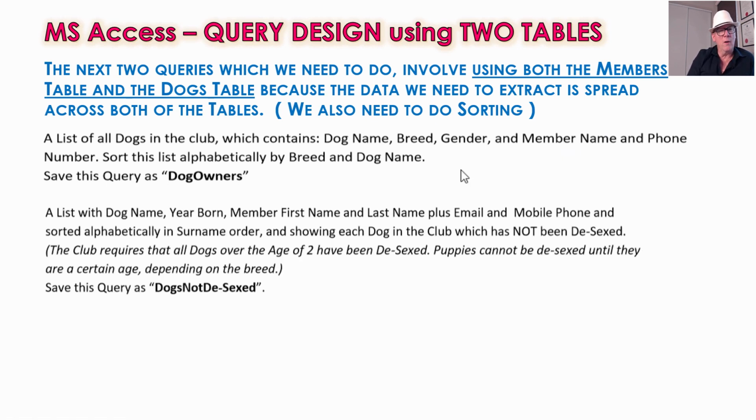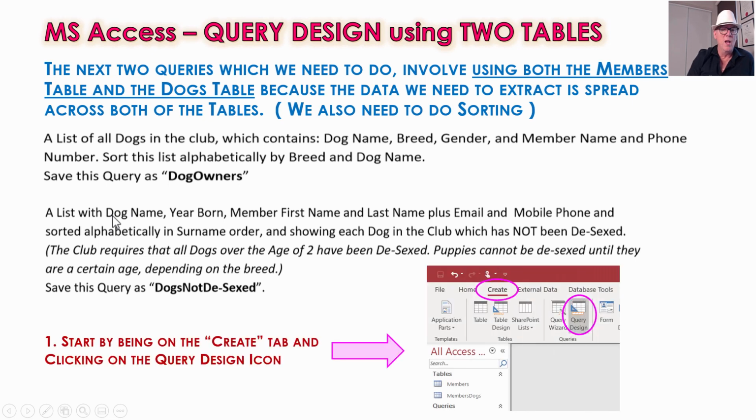And we also want to do another query for the dogs not desexed. And again, it's from the members table and it's from the dogs table, so it involves two tables. So we start by creating on the create tab. You don't have to be clicked on a table. You just go create and we want to do query design. Okay, so that's our first step.